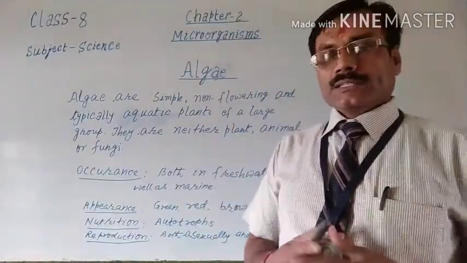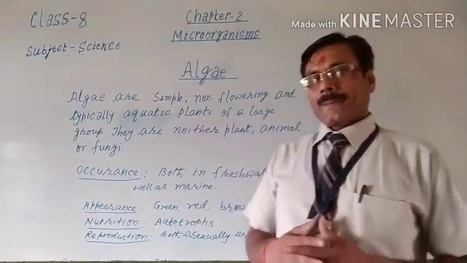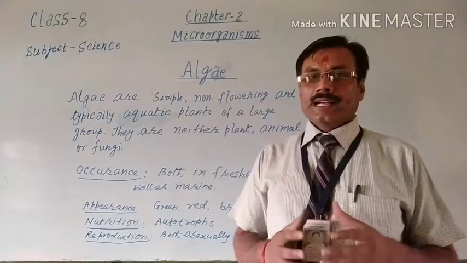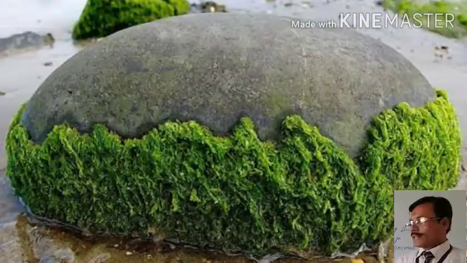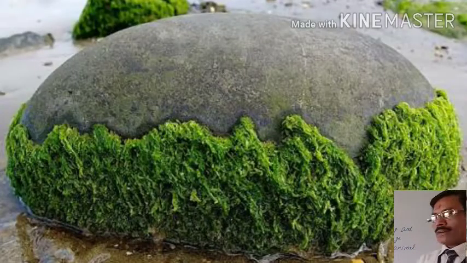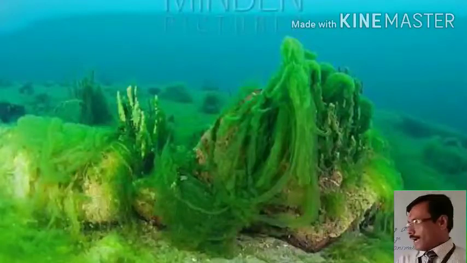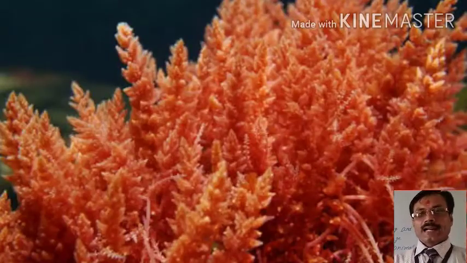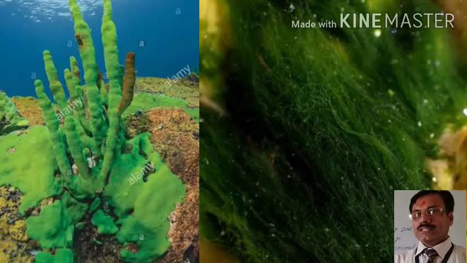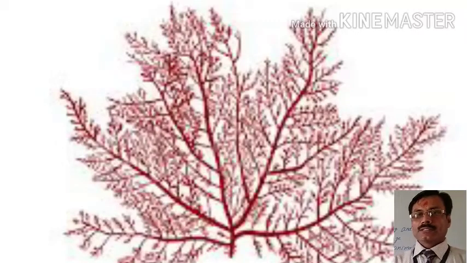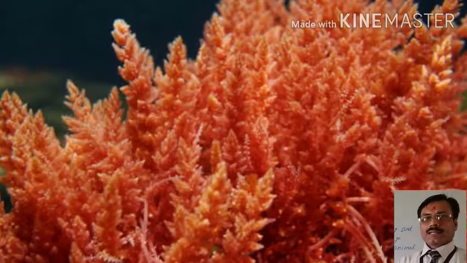They look green because they have chlorophyll and they are able to synthesize their food themselves. They are aquatic, found both in fresh water as well as marine. And they are found in green, red and brown. They are unicellular, but some of them, such as brown and red algae, can be multicellular.